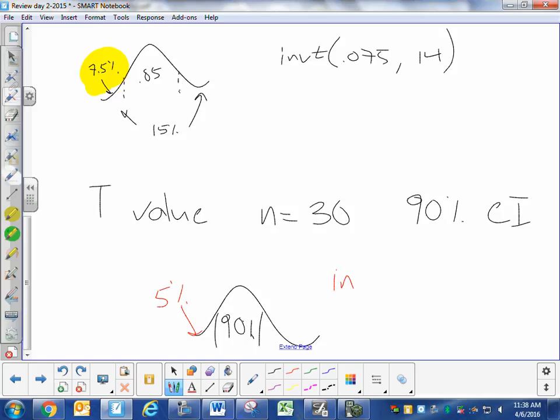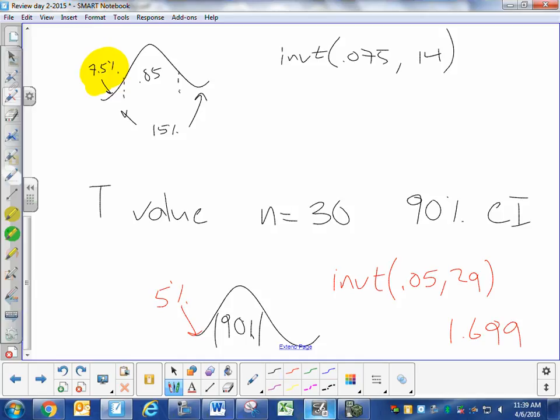We should be typing in inverse t of 0.05 with 29 degrees of freedom, getting us 1.699. This is not your lesson today, but this is something you need to know for the review and for the test. It was supposed to be part of your lesson yesterday, but we didn't have time.